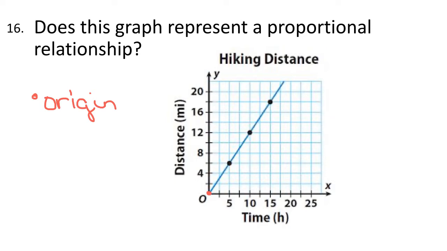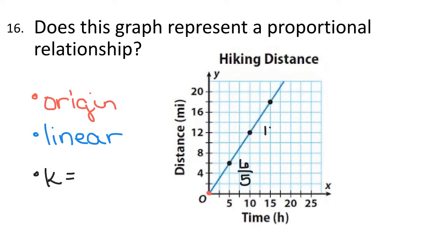Second, is this graph linear? Does the graph form a straight line? Yes, it does. And third, is there a k present in this graph? To find the k, we would use the 3 given points and we would divide the y value over the x. The 6 divided by 5.